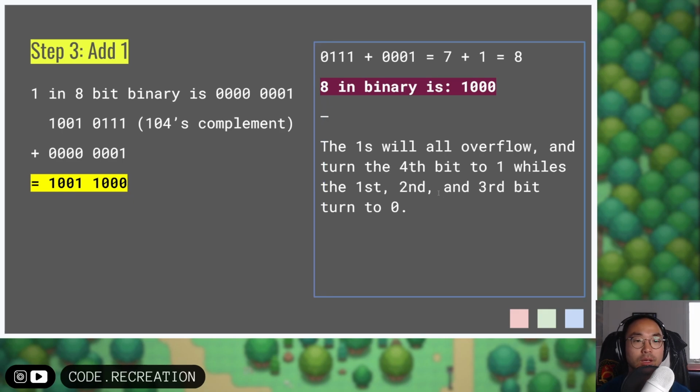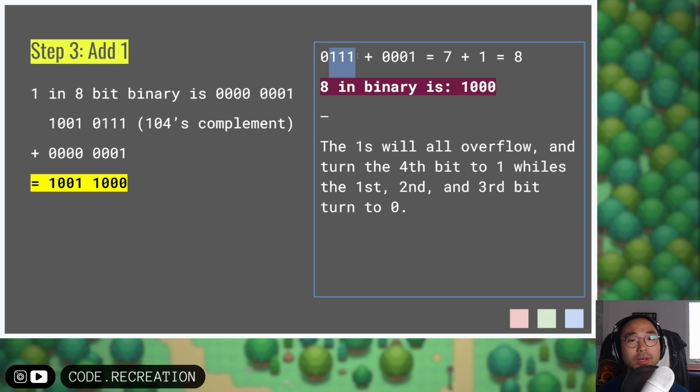10011000. So let's analyze it with just the 4 bits at the end. If I were to add 0111 plus 0001, that is equivalent to 7 plus 1, which is 8. Well, what is 8 in binary? 8 in binary is 10000.